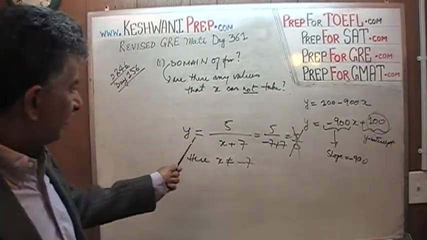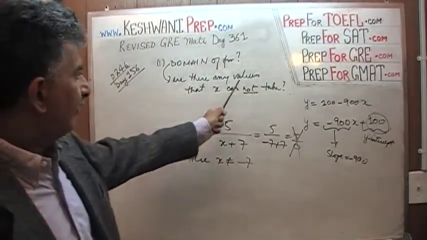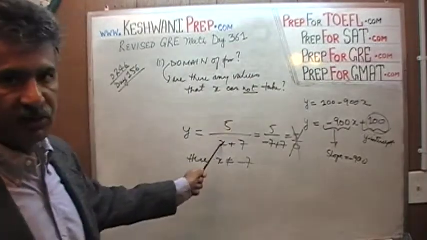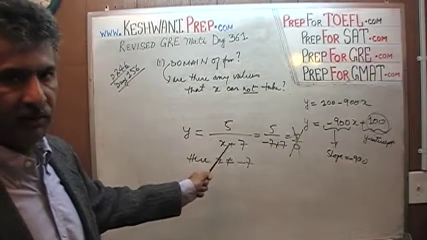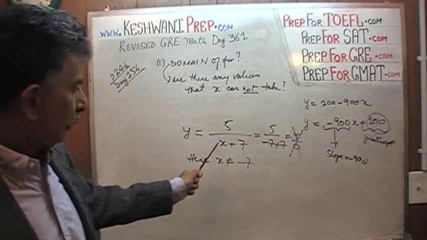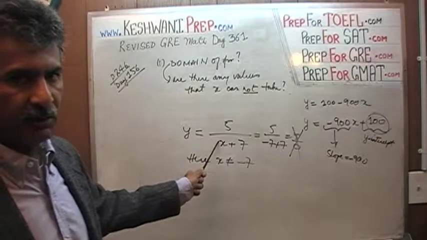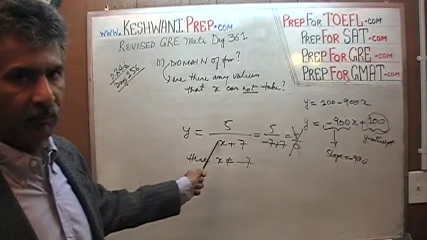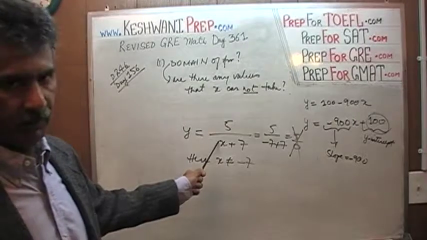So if somebody asks you what's the domain of this function 5 over x plus 7, what they're asking you here is, are there any values that x cannot take? To which the answer is yes. There is one value that x is not allowed to take here, and that value is negative 7. Domain of this function is all real numbers. When you say all real numbers, in English language what we're saying is that x can be whatever it wants to be, except negative 7. It cannot be negative 7.